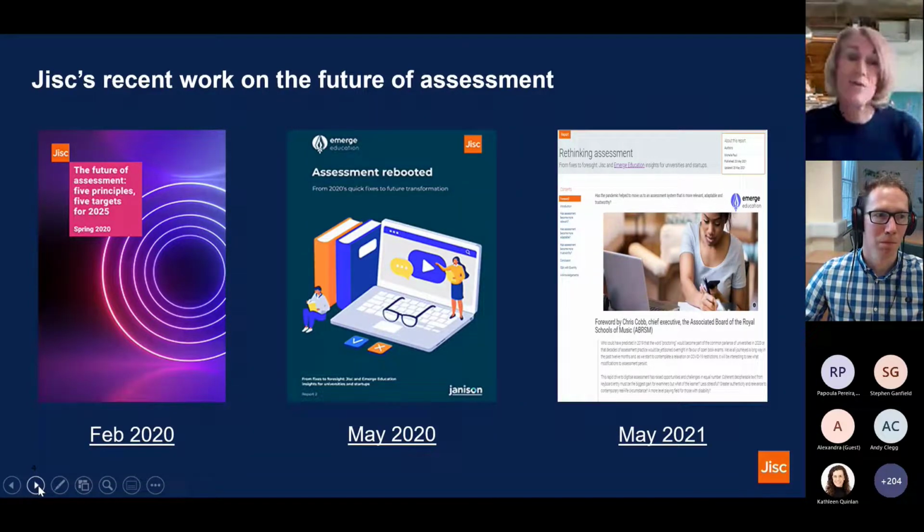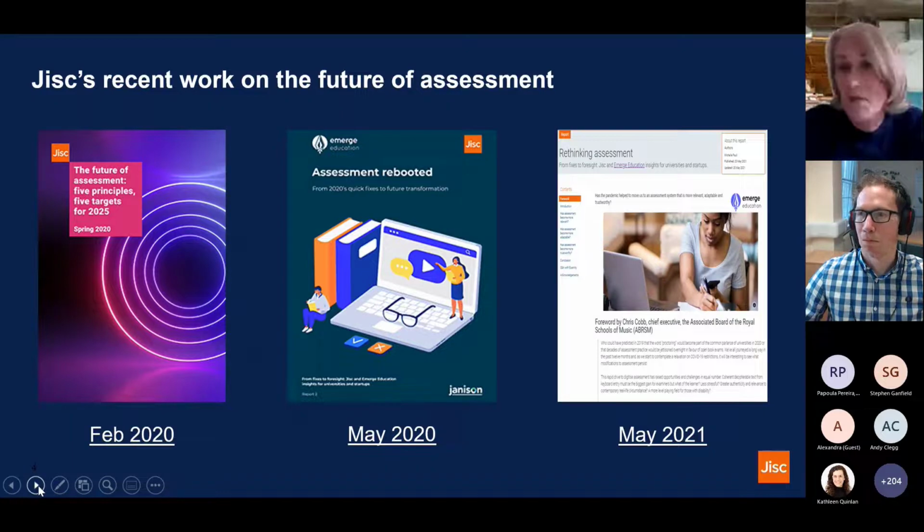And within that future of assessment report, there were some principles there that, again, I think reiterate some of the themes that we've been talking about today around authentic assessment, around accessible assessment, around ensuring that we are using technology in the best possible way to automate some of the processes, but providing security and academic integrity of the assessments that we are delivering.